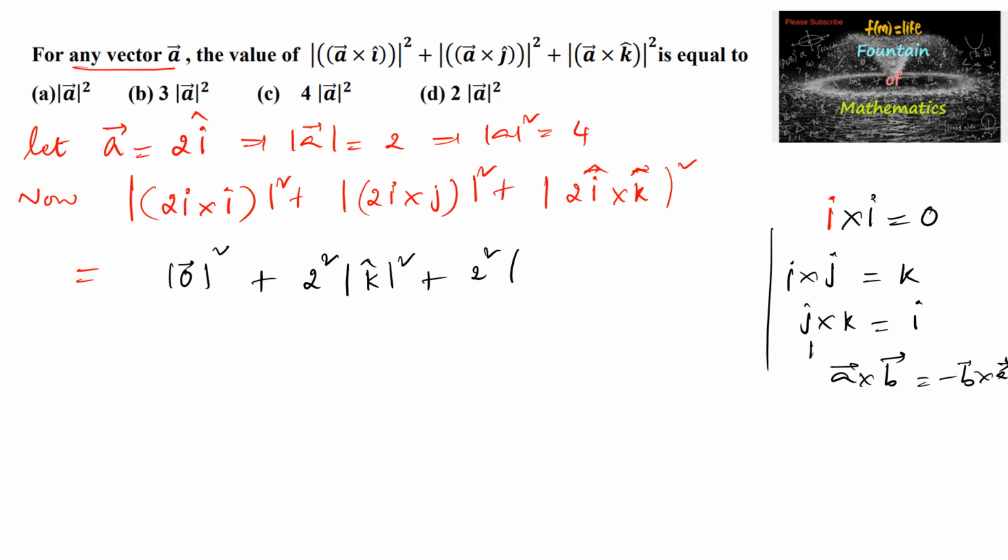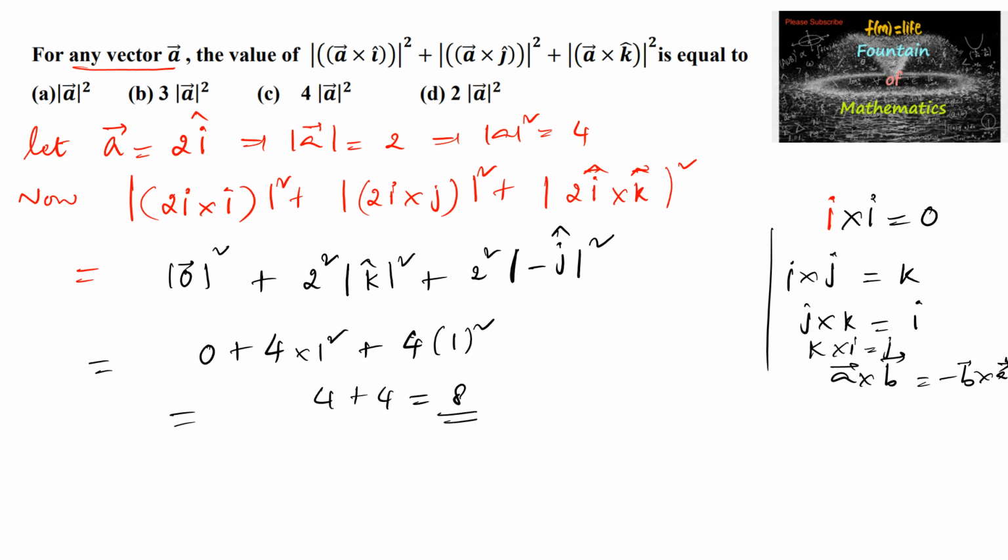i cross j is k, j cross k is i, k cross i is equal to j. So negative of i cross k will become negative j. Sorry, k cross i is equal to j, so i cross k is negative j, mod square. So we can get here 0 plus 4, and since k cap is a unit vector, its magnitude is 1, so 1 square, and again here 4, and for negative j, the modulus of j cap is 1, so we can write 1 square. So we can write 4 plus 4, which is equal to 8.